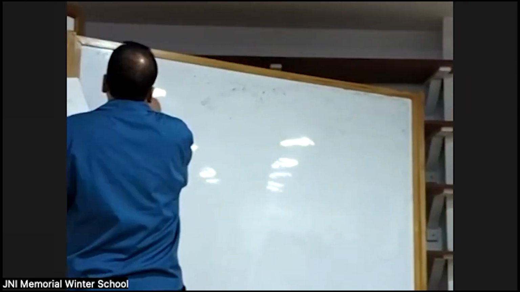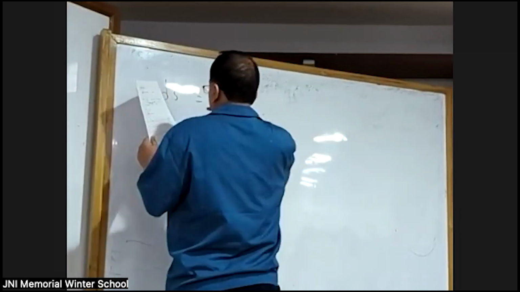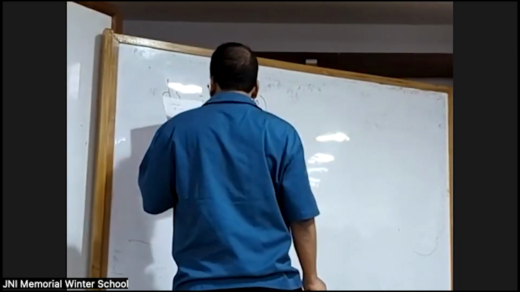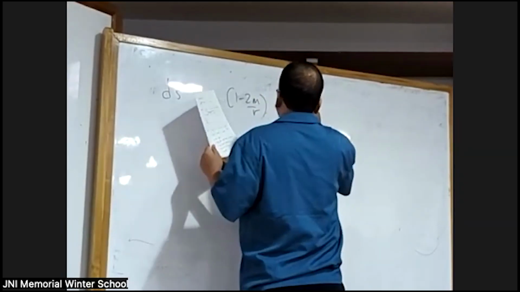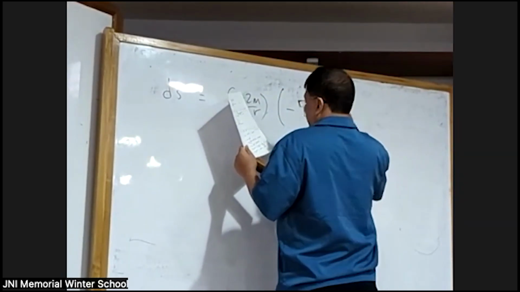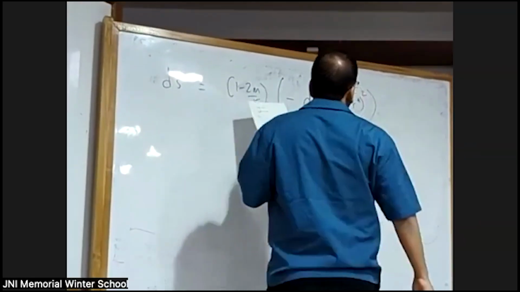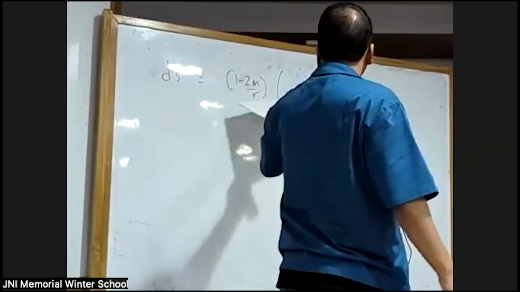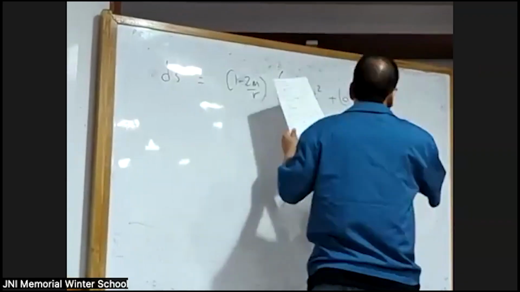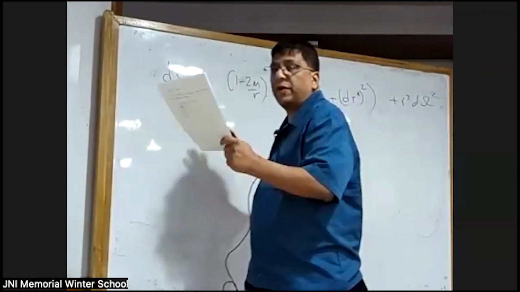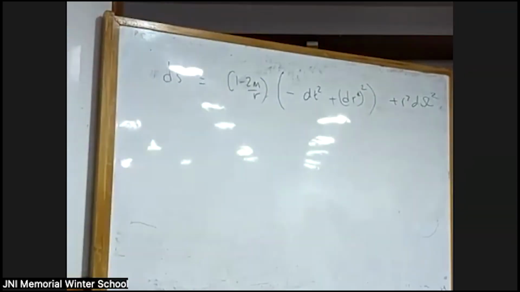Okay, so let's start like here. ds squared is equal to 1 minus 2m over r. So when we use the r star coordinates, the metric becomes this. There's this common factor outside. It's called the conformal factor.